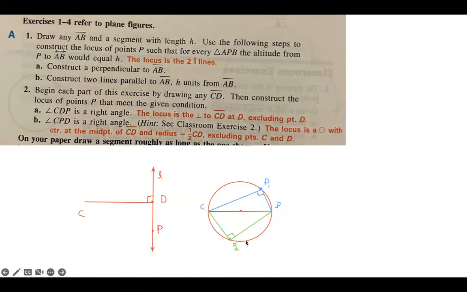So what is the locus of all points? That would be that circle that we just wrote there. We would just have to exclude point C and point D. And there are your 2 answers that you requested.